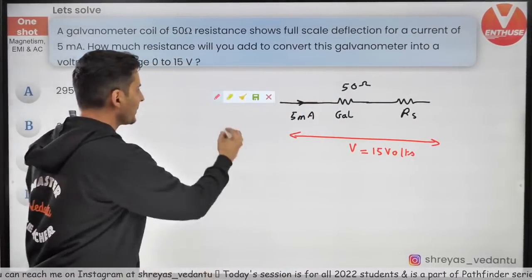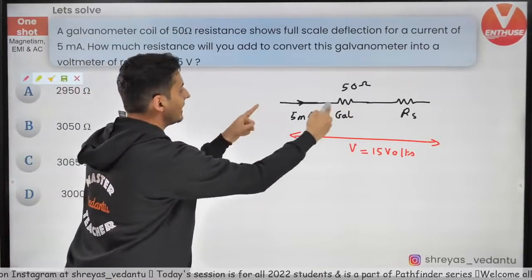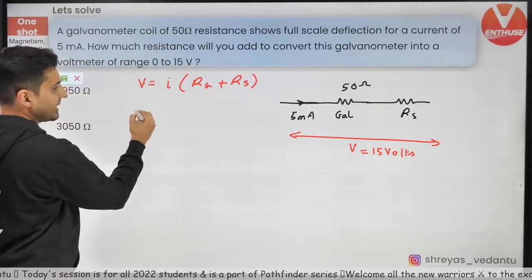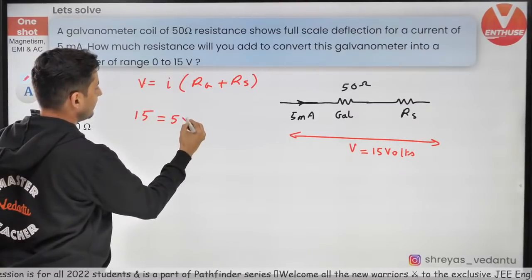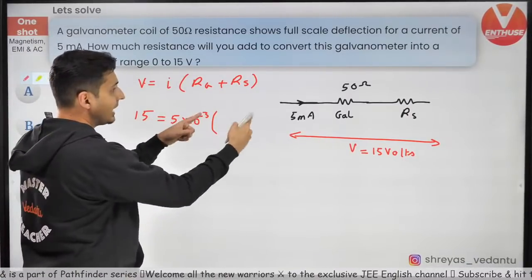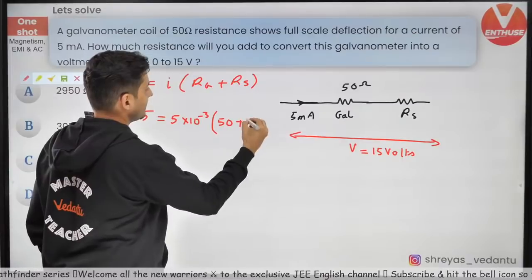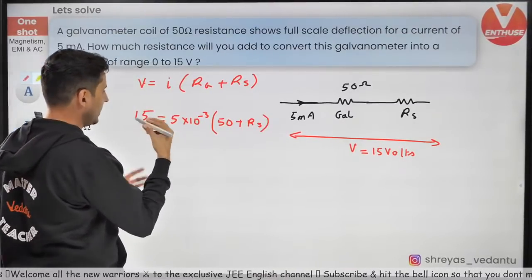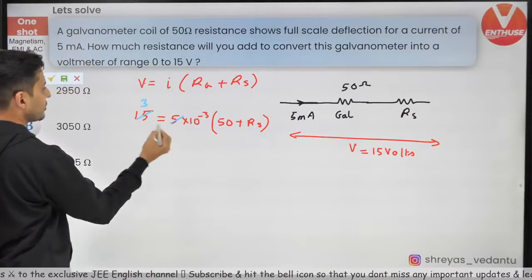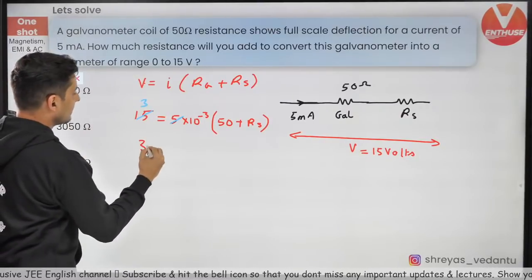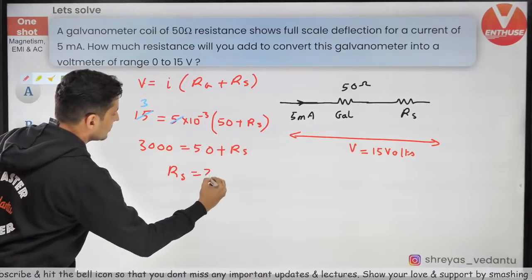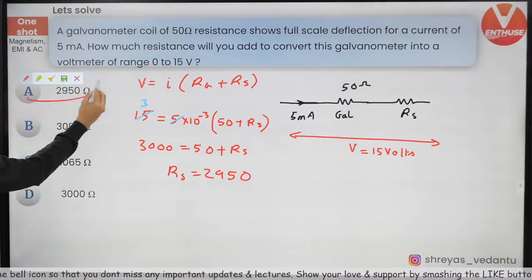And what did I just give you? I gave you the voltage is the current into resistance of the galvanometer plus resistance of the series. Voltage is 15. Current is 5 milli, which is 10 to the power minus 3. Galvanometer resistance 50. Resistance of the series I do not know. So when it comes over here, this will become 3000 is 50 plus RS. So RS is 2950. Yep, it is there.